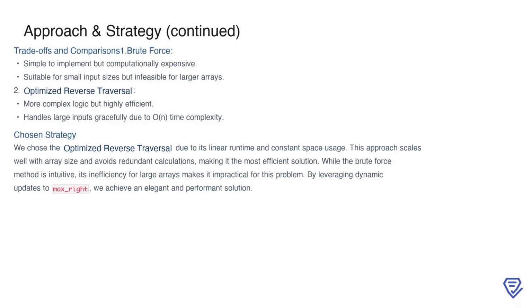By dynamically updating the greatest element using max_right during the reverse traversal, we avoid redundant work and achieve a highly performant solution. For these reasons, the optimized approach was chosen as the preferred strategy. It strikes the ideal balance between efficiency and scalability, solving the problem elegantly and effectively.